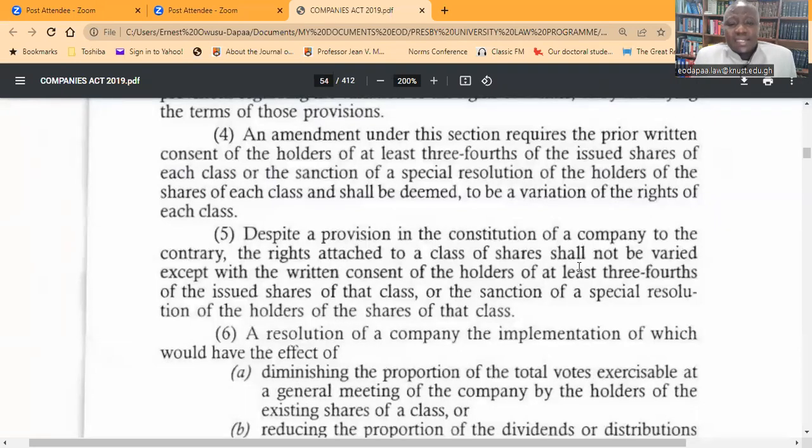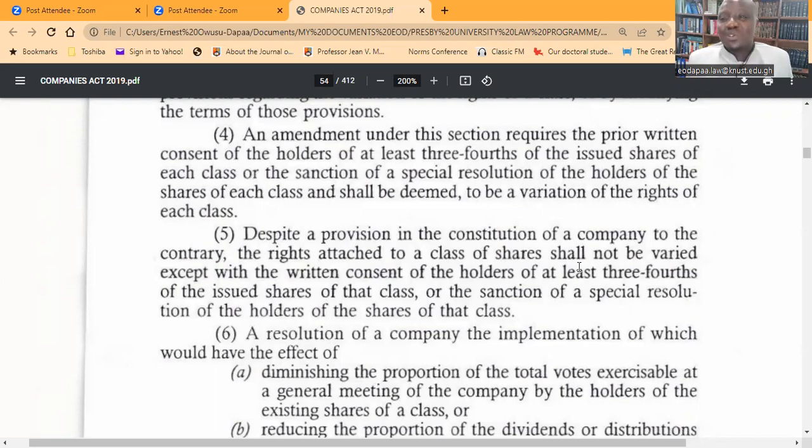Subsection 5: despite a provision in the constitution of a company to the contrary, the rights attached to a class of shares shall not be varied except with the written consent of the holders of at least 3/4 of the issued shares of that class, or the sanction of a special resolution of the holders of the shares of that class. That is very serious.